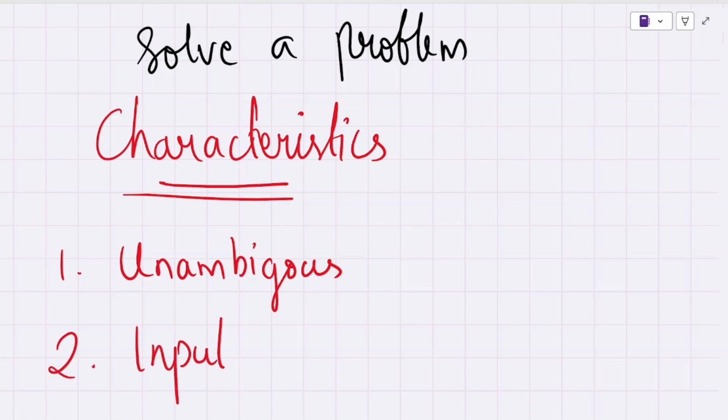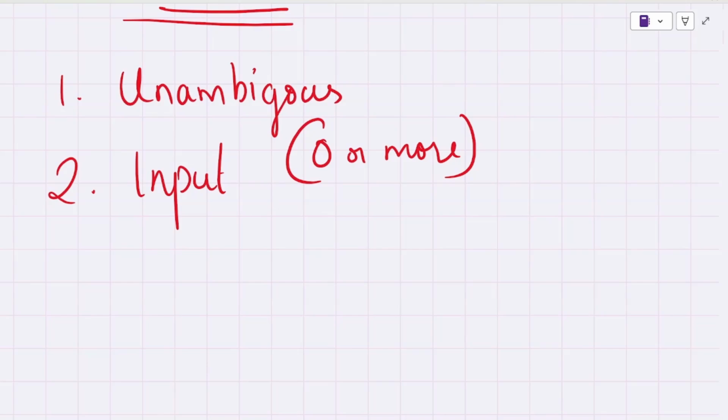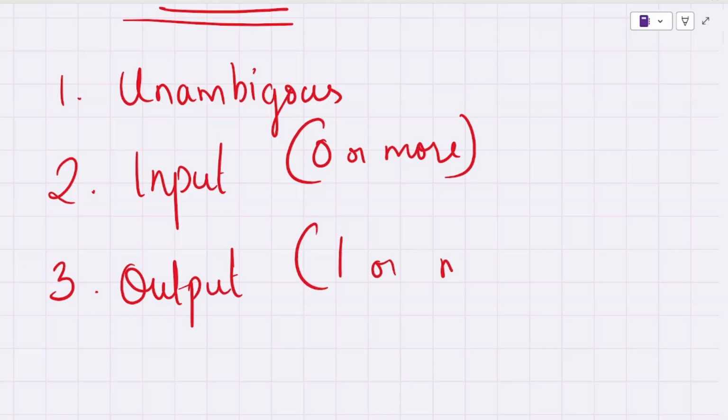Second, there will be input. There can be zero or more inputs in an algorithm. Then the third one, output. We are doing it to get an output. Of course, there will be one output or there can be more outputs. One or more outputs will be there.